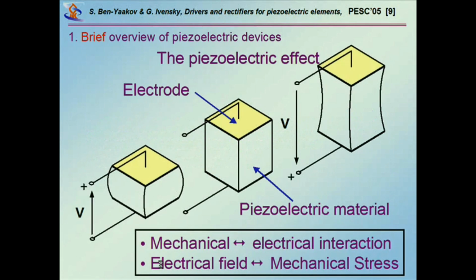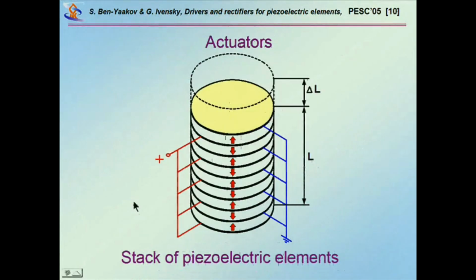Now, starting with the very simple-minded effect of the piezoelectric phenomena. We have a piezoelectric material, and if we have two electrodes deposited on it, then due to the fact that there is a mechanical to electrical interaction, mechanical is stress and electrical is electric field, then of course we'll have either an expansion or a compression of the material. This simple phenomenon is used in the actuator.